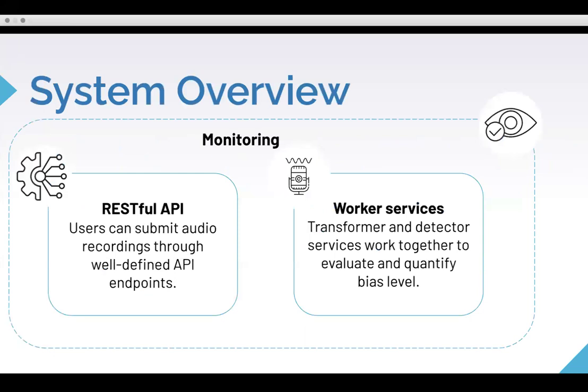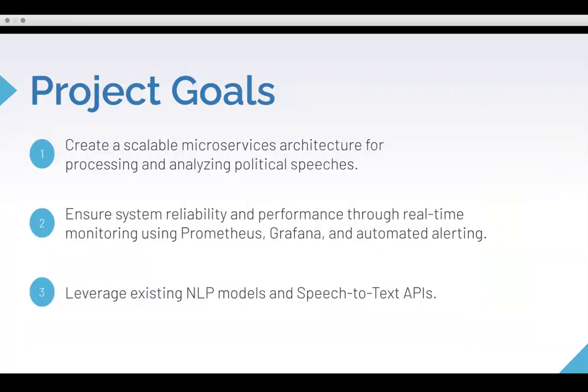So the system consists of different components. There is a RESTful server that provides users with RESTful APIs to communicate with the system. There are worker services that consist of a transformer and a detector that work together to evaluate and quantify the bias level. And there's also a comprehensive monitoring infrastructure to monitor the whole system.